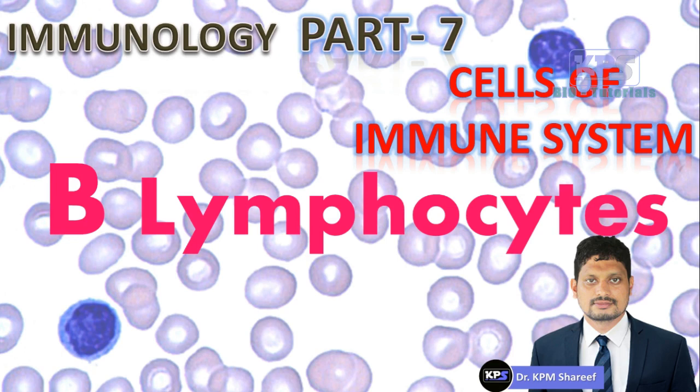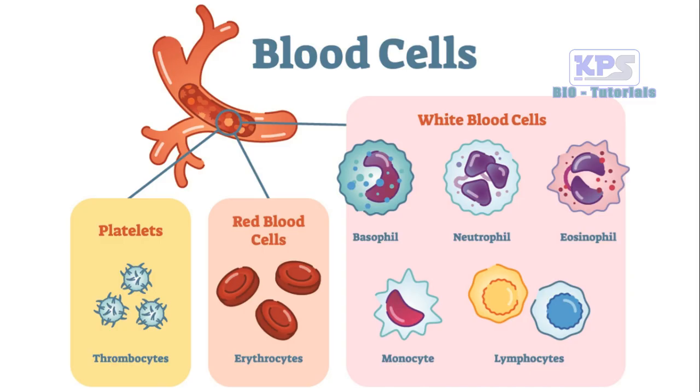Today's topic is cells of the immune system. We know that in our blood there are numerous cells. They are called blood cells or blood corpuscles. The entire cells of the blood can be divided into three categories: white blood cells, red blood cells, and platelets.